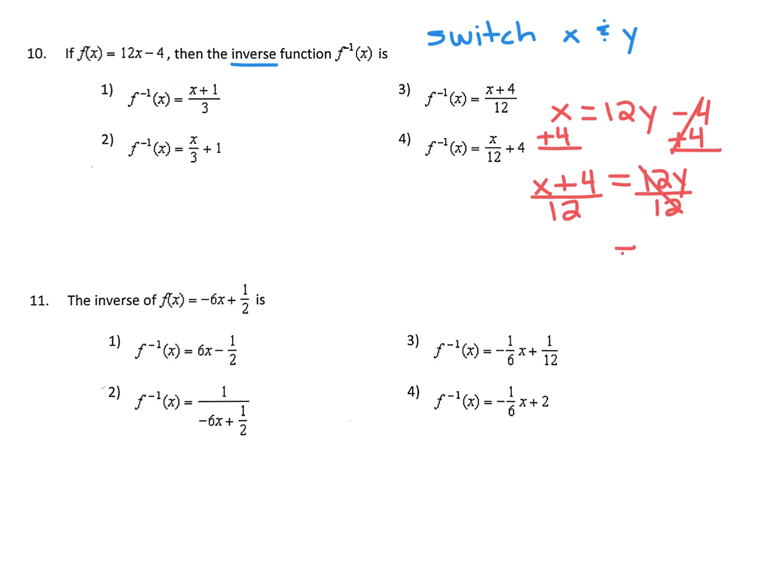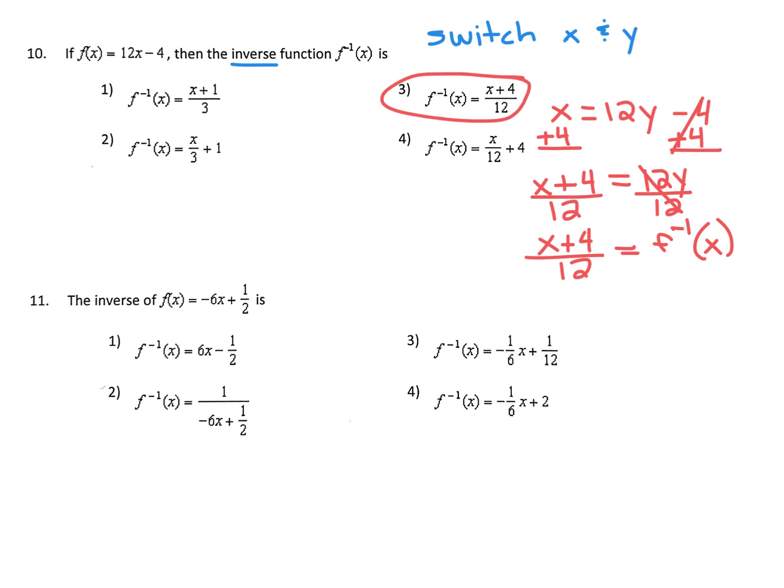All right, so now instead of y, I'm going to replace this with f inverse of x. Okay, so now let's look at the answer choices and see what they want us to do with this. If they want us to divide anything, well, x over 12 would be plus 1/3, not plus 4. Okay, look at choice 3. It says the exact same thing. We don't even have to manipulate that at all. So we're just going to leave that as x plus 4 over 12. So choice 3 is our answer.